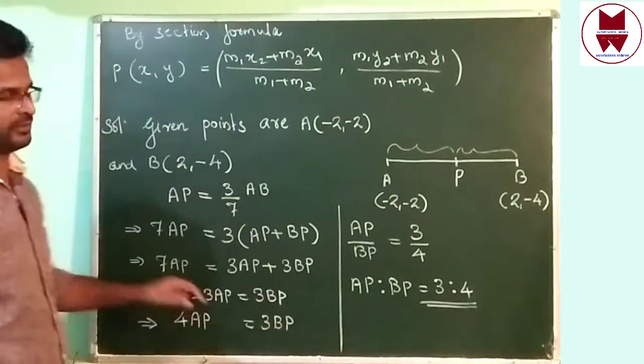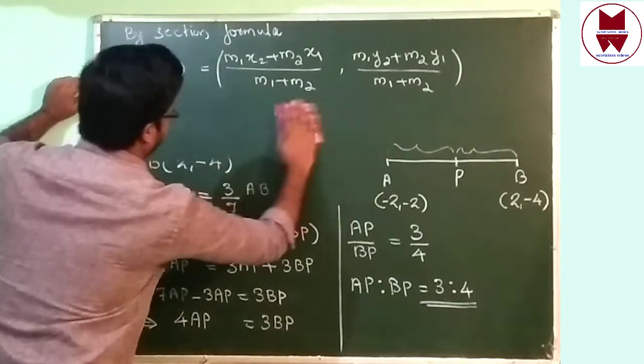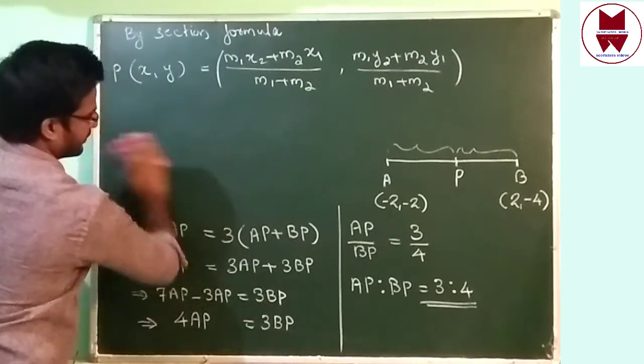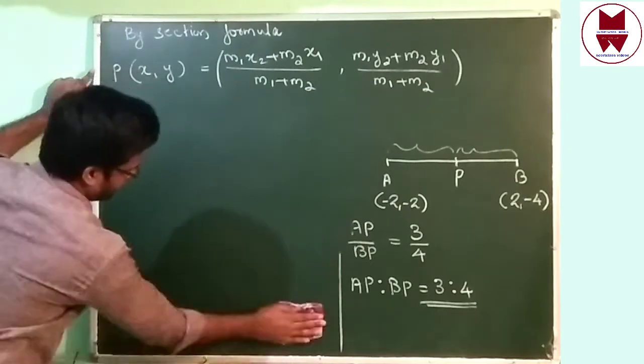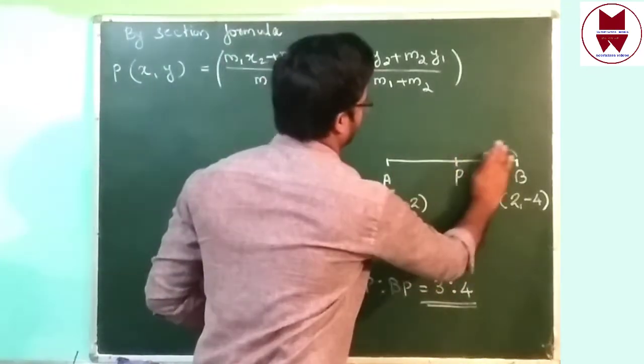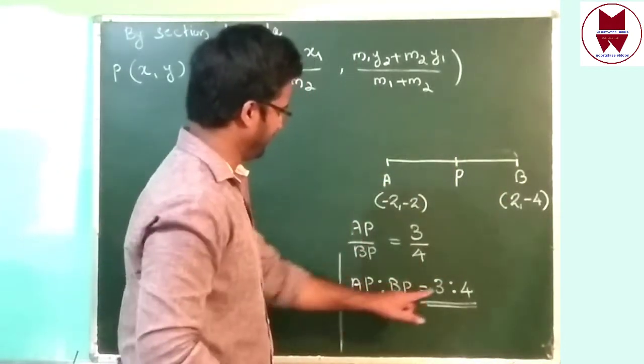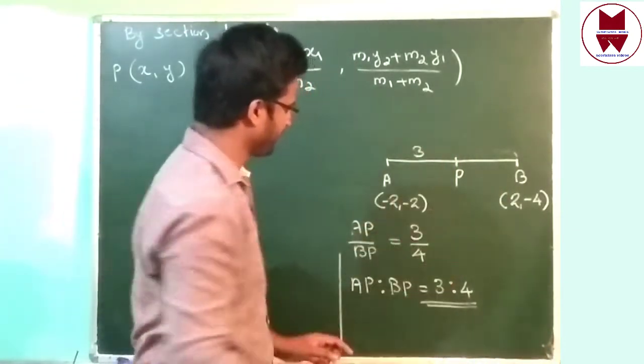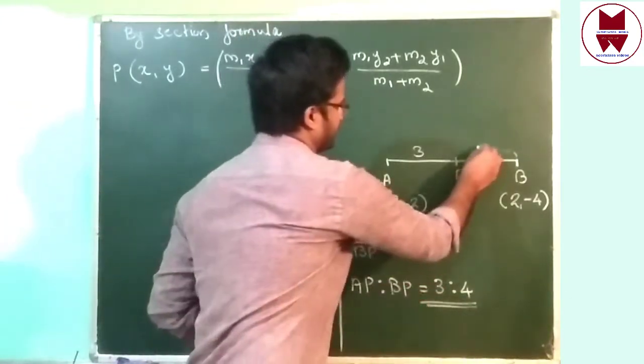Just pause the video, note it down. This ratio we can write in this figure. First AP is 3. We can write here 3. Then BP is 4. This is 4.